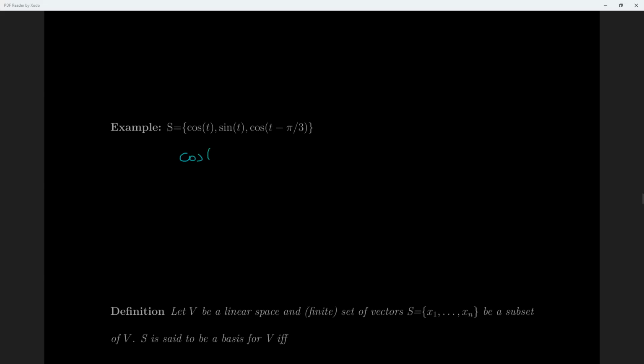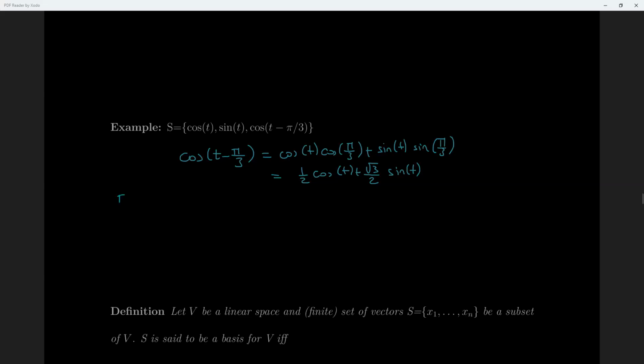We can express cos(t minus pi over 3) as cos t cos pi over 3 plus sin t sin pi over 3. So that is equal to 1 over 2 cosine t plus square root 3 over 2 sine of t.